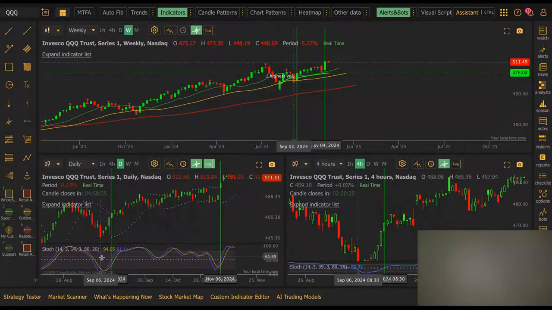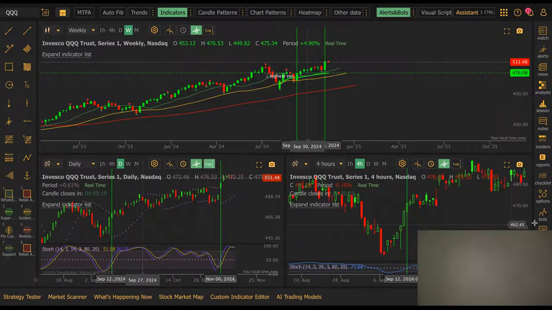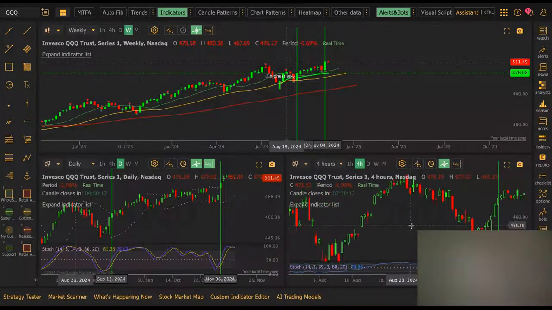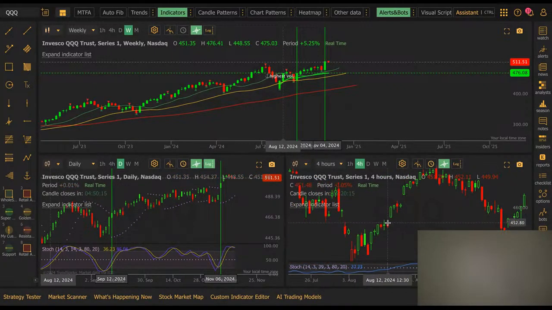Midline on the 4 hour. We're pretty much below the midline here. We enter and see that it continues to go up. And let's back test some more. We crossed the 50 right here again. So that's 3.